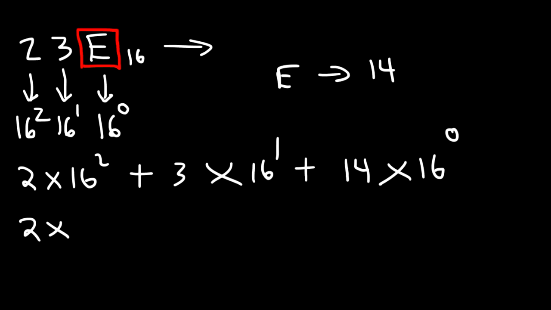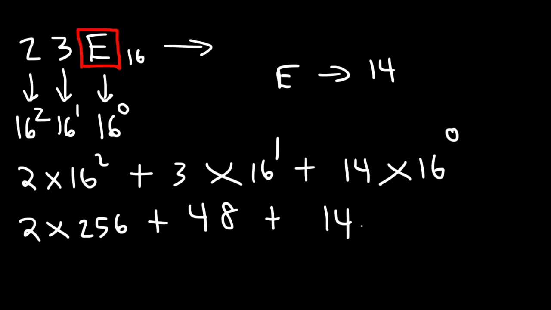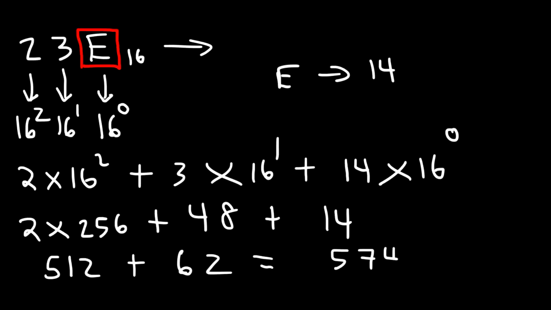16 squared, that's 16 times 16, so that's 256. 3 times 16. 3 times 10 is 30, 3 times 6 is 18, so 30 plus 18, that's 48. Anything raised to the 0 power is 1, so this is really 14 times 1, which is 14. Now 2 times 256, that's 512. 48 plus 14, that's going to be 62. And then if we add 512 and 62, that's 574. And so this is the answer in the base 10 system.